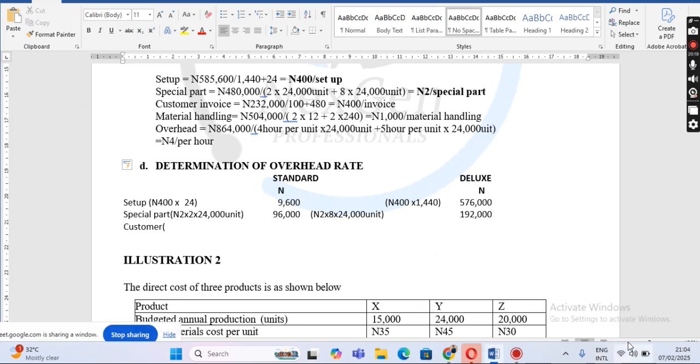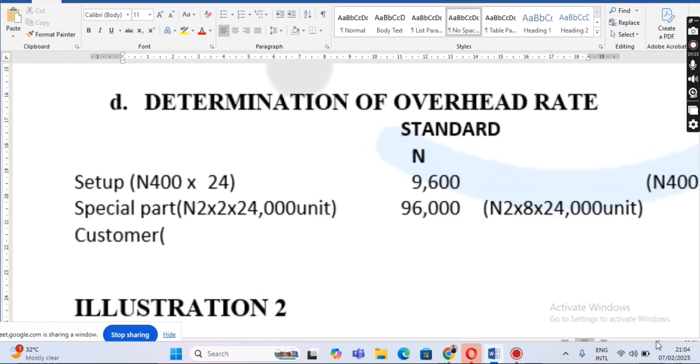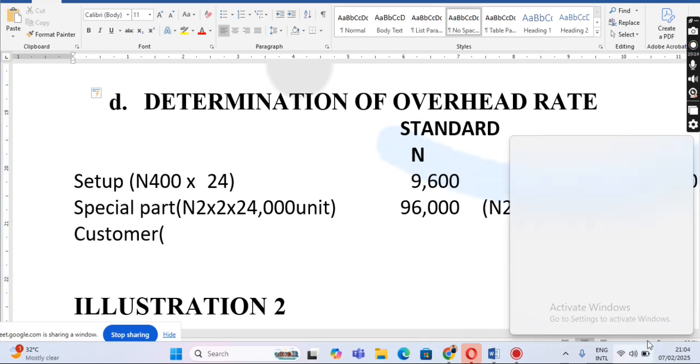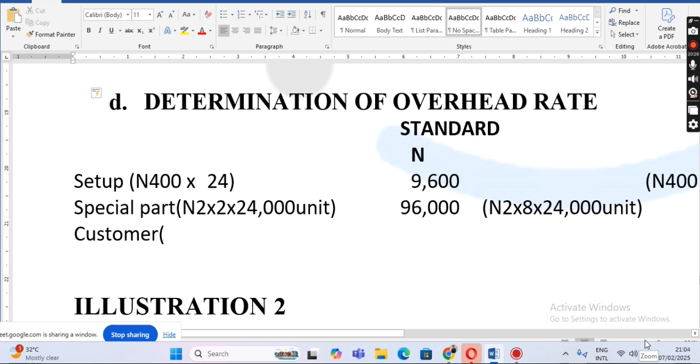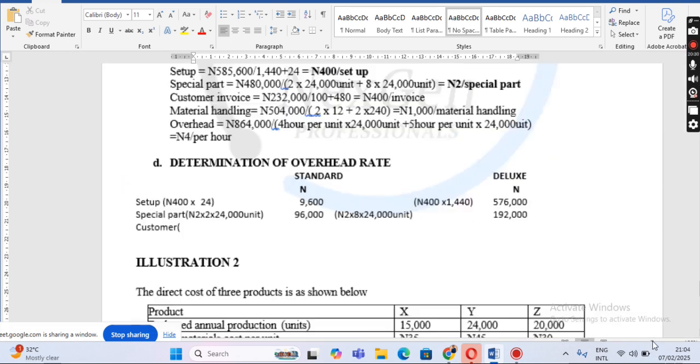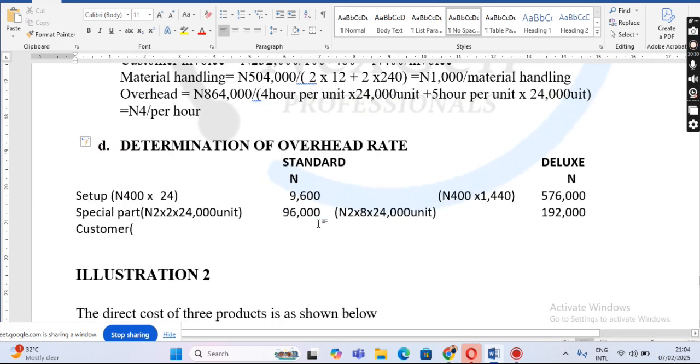Okay. Let me zoom so that you people will see it very well. 384,000 naira. Who gave me that figure? Okay. So the next one is customer what?